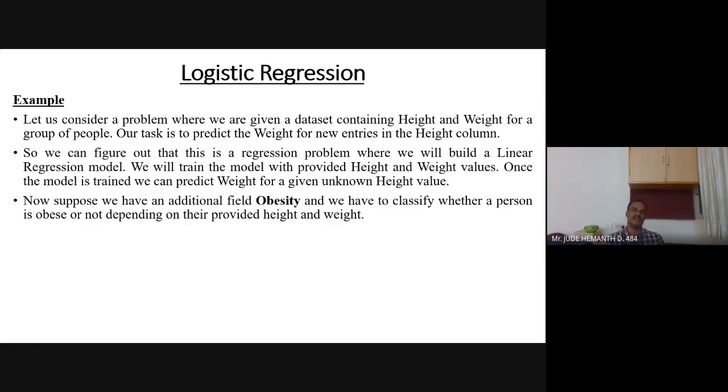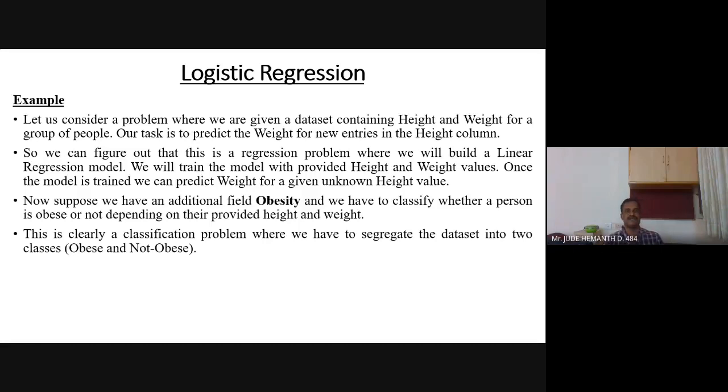We have an additional field called obesity, and we have to classify whether a person is obese or not, depending upon the height and weight. Normally, you can find that out with the help of weight alone. But how do you get weight? You do not have the weight. From the height, you get the weight, and from the weight, you are going to say whether he is obese or not. So this application now comes under the category of logistic regression. So these are linear regression and also logistic regression.